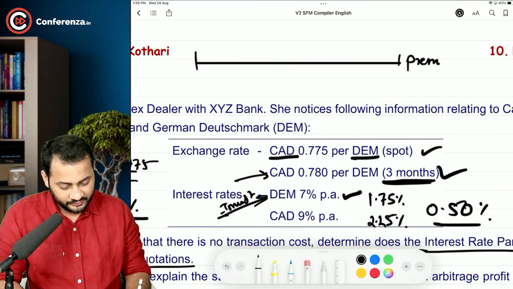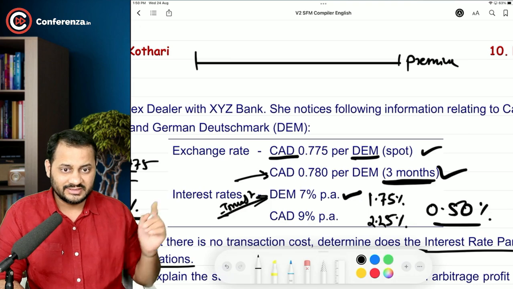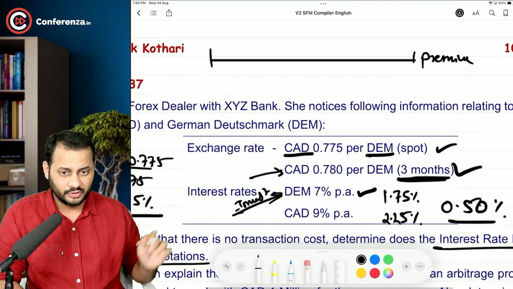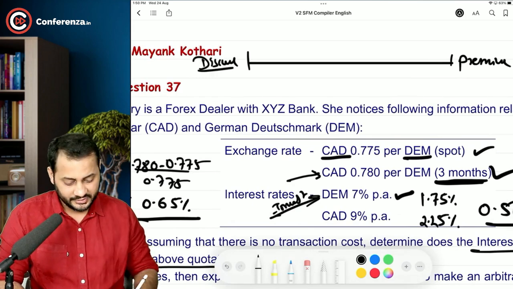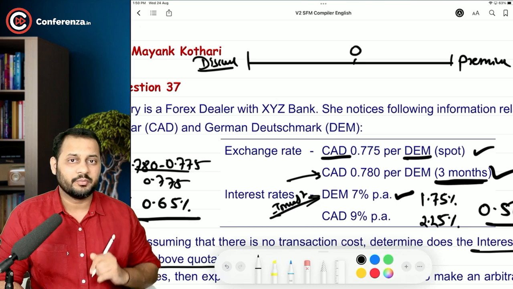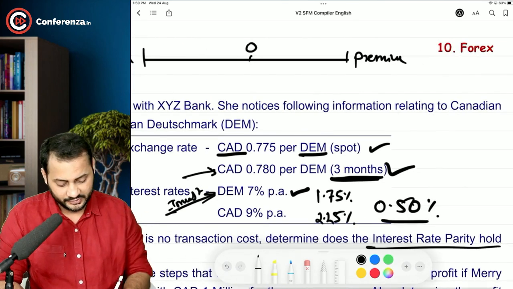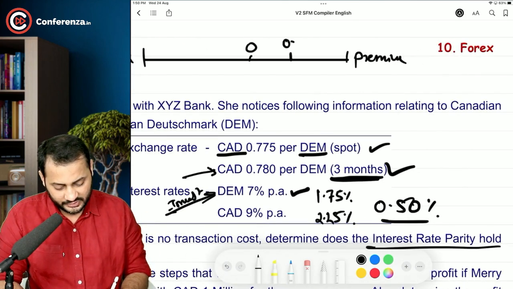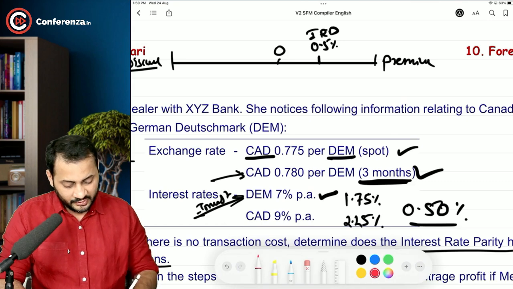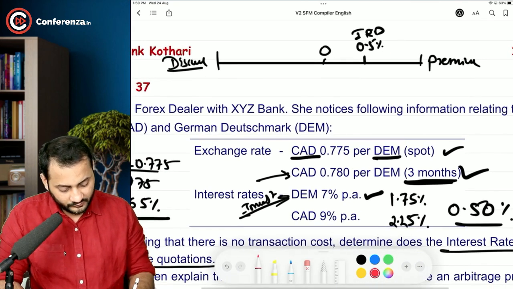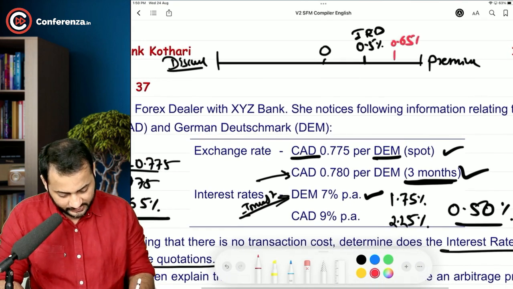Understand, this is a premium side for the base currency or the low interest rate currency, and this is a discount side. Since you have chosen the low interest rate currency, it should be at a premium. How much? 0.5%. So let's say the 0.5% comes to this part. This is the interest rate differential. Okay, but the actual premium of this is 0.65%.